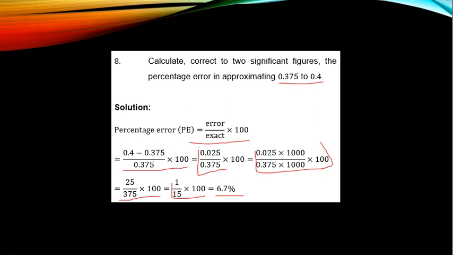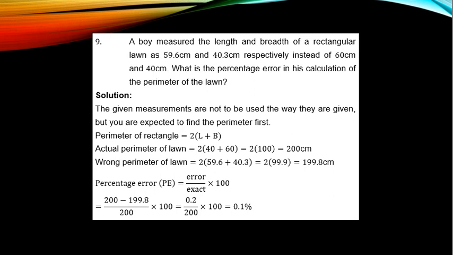Okay, next example, example 9. A boy measured the length and breadth of a rectangular line as 59.6 cm and 40.3 cm respectively, instead of 60 centimeters and 40 centimeters. What is the percentage error in his calculation of the perimeter of the line?